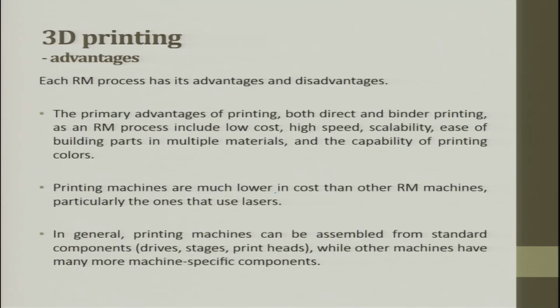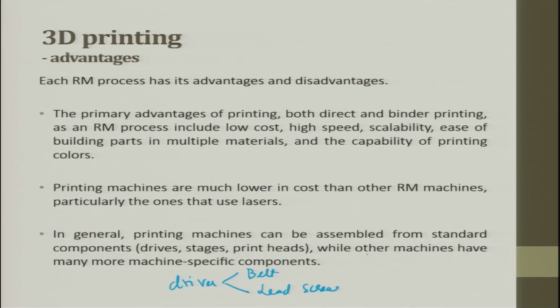The printing machines are much lower in cost than the other RM processes, particularly the ones that use lasers. In general, printing machines can be assembled from standard components, drivers. When you talk about drivers, there are two, as I told you earlier: belt, and the other one is lead screw. Then stages, then you have printing heads. So, these are some of the building components which are already available commercially in the market. So, all you have to do is your shopping, online shopping, pick up all those things to your requirement, and then start customizing to get the required specification in your 3D printing, while other machines have more machine-specific components.